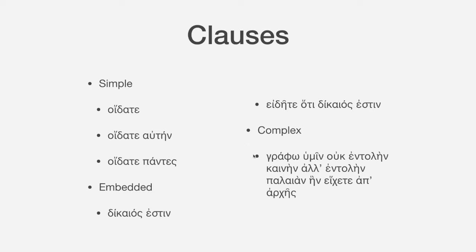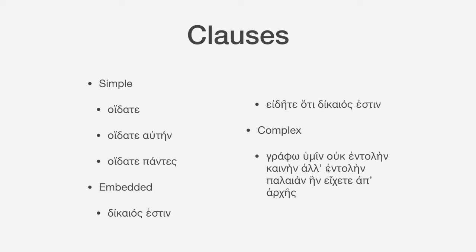Let's look at this example right here, and I'll break it down a little bit more. So we've got grapho humin, I write to you, ouk entolein, not a commandment, kainein, new, not a new commandment. So here you recognize entolein kainein. Well, there's a phrase. So I write to you not entolein kainein, not a new commandment, but alla, but, and you can see the last alpha has dropped off here.